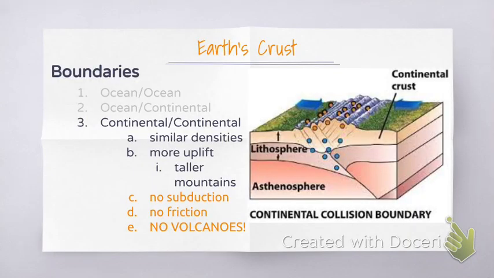Okay, if there's no subduction, that means there's no friction underground, and that means that you're not going to get volcanoes at these continental boundaries. Think of the Himalayas. The Himalayas are a continental boundary. You've got the tallest mountains on the planet, but you have no volcanoes. That's because it's continental crust with similar densities, and you're only going to get uplift, no subduction.